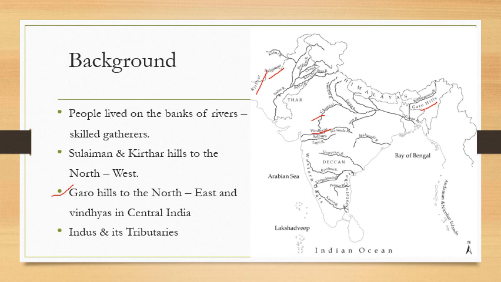Next, Indus and its tributaries. First of all, tributaries are smaller rivers that flow into a larger river. So here we have tributaries of Indus: Jhelum, Chenab, Ravi, Beas and Satluj. Some of the earlier cities flourished on the banks of these rivers. Later, cities developed on the banks of river Ganga and its tributaries and along the sea coast. There was a powerful kingdom, Magadha, which was located to the south of Ganga along its tributary zone. So somewhere around this region.